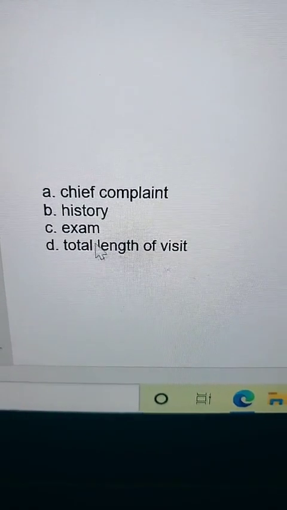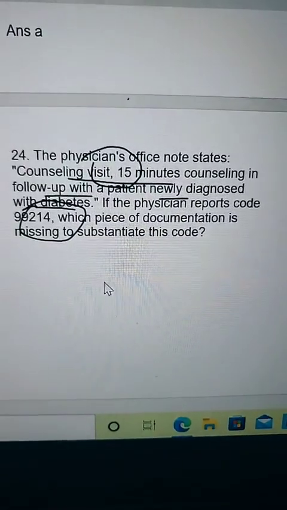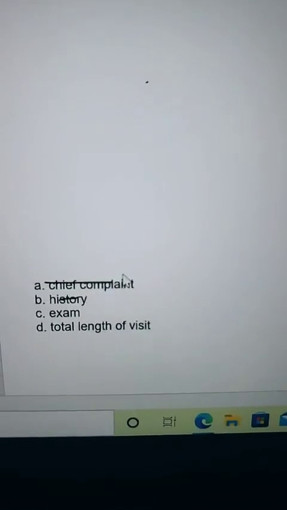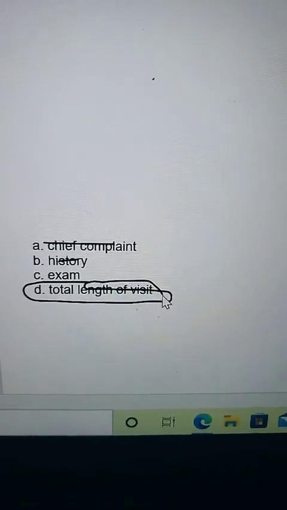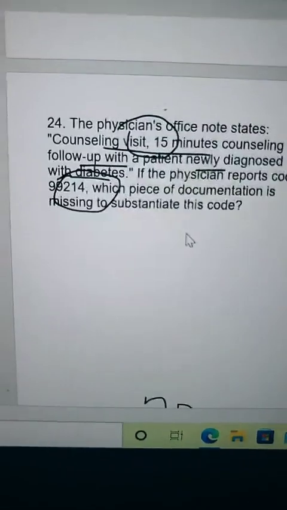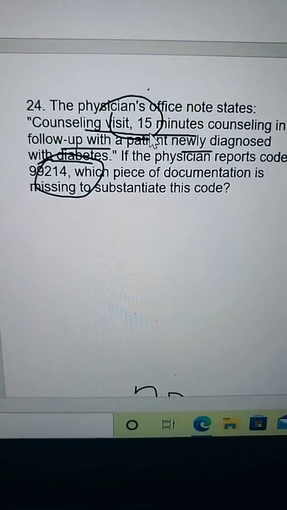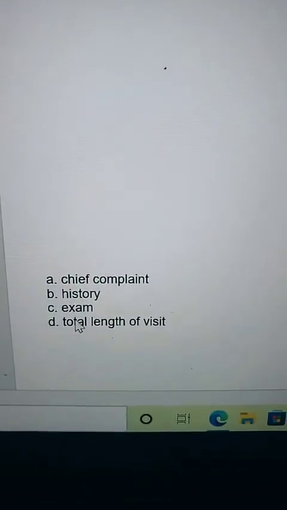They forgot to add in, it wasn't chief complaint, really, I don't think, and it wasn't history. The exam, possibly. But yeah, total length time of the visit. You know how doctors commonly write, I saw the patient for 30 minutes and 15 minutes of that was counseling. They're supposed to say that kind of stuff, but all they did was report their counseling part of it. And the 15 minutes they did, they forgot to report the total time of the visit. And then you state how much time of it was spent counseling the patient. So D is the right answer. It's just one of the ones I haven't seen in a long time or ever. So that was a cool question.